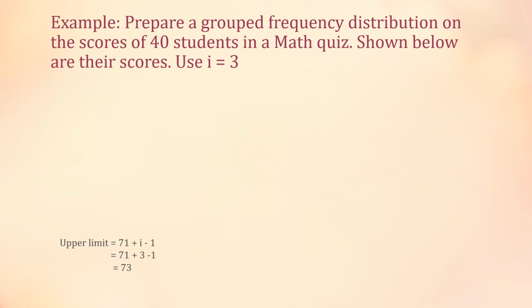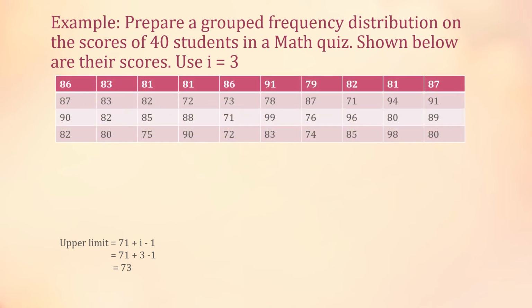Now, an example. Prepare a group frequency distribution on the scores of 40 students in a math quiz. Shown below are their scores, with i equal to 3. These are the scores. So our solution: the lowest score is 71, and the highest score is 99. We will get the range, and we will use 3 as the i, or width.